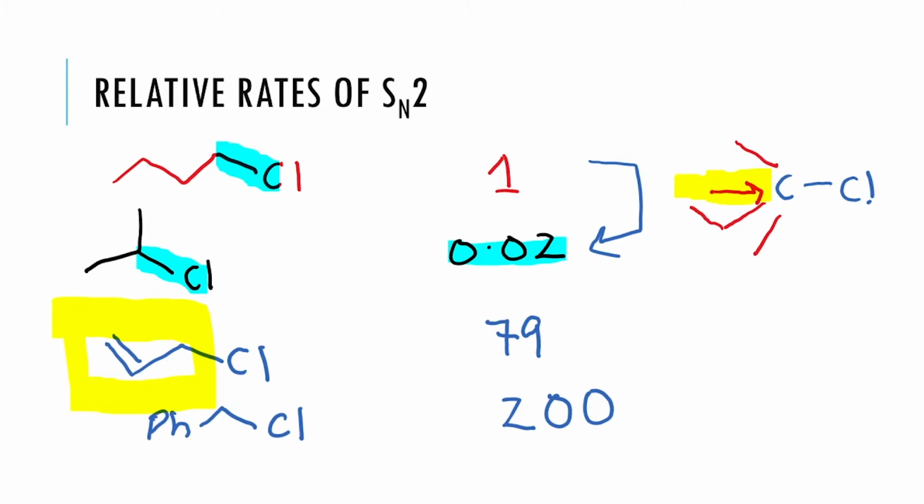Now, if I look at the structure of this compound and allyl chloride, there's actually not a huge difference in the sterics. Okay, so there's a double bond over here and there's no double bond here, and that's about it. Okay, but the rate increases by 79-fold. So that's very interesting. Even when I move from allyl chloride to benzyl chloride, the rate goes up even further, from 79 to 200, right?